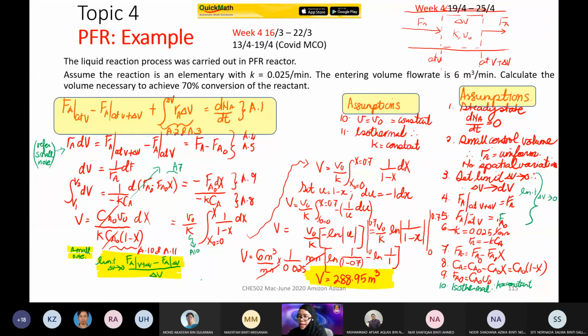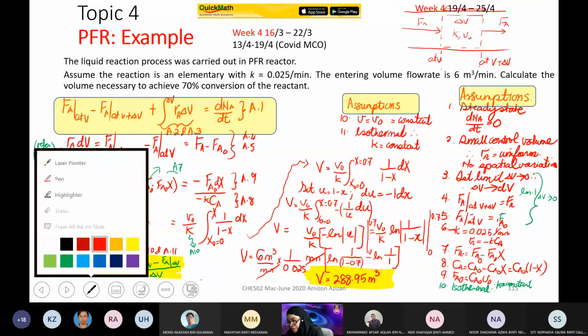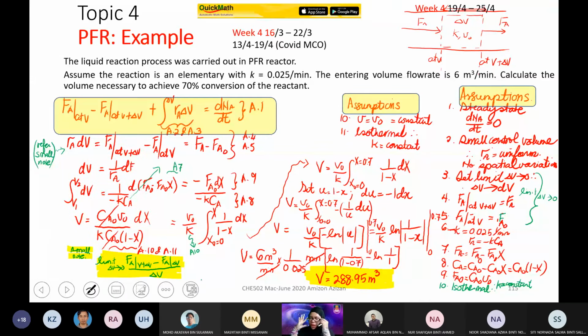Now, so it says there for a PFR reactor, knowing sebenarnya bila you write your own solution, of course it will be, I know you like to skip all those small balance equations, yeah. But then it will be a very good practice if you do that. Now, we have the entering volumetric flow rate at specific 6 meter cube per minute, the entering, and then calculate the volume when it reaches 70% conversion, knowing the K, yeah?